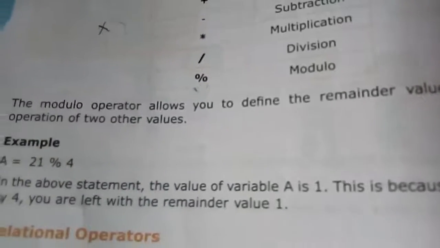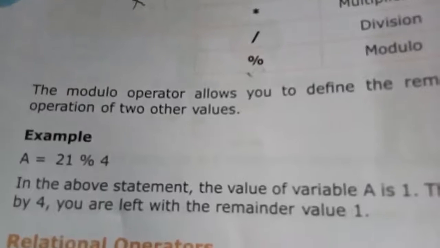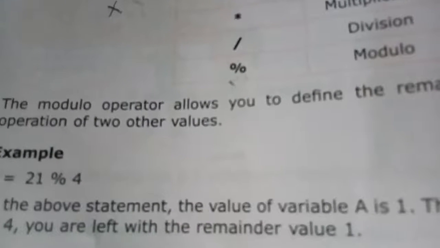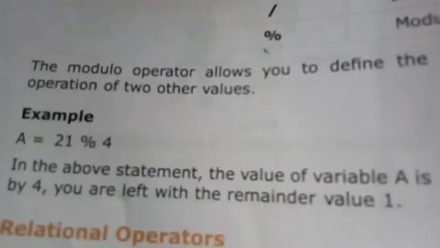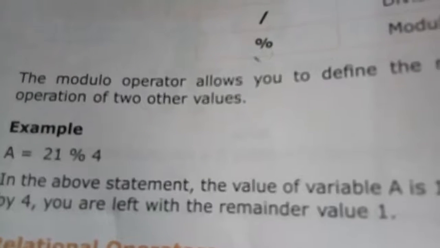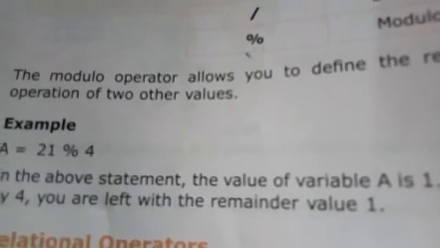Just for example, here suppose a is equal to 21 modulo 4. In this statement, the value of variable a is equal to 1. A will be 1, because when you divide 21 by 4, 4 into 5 equals 20. So 1 will be the remainder.